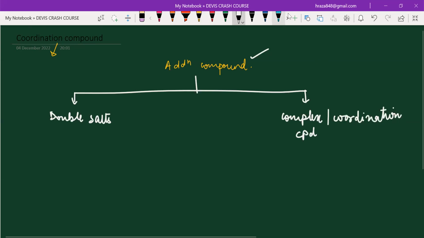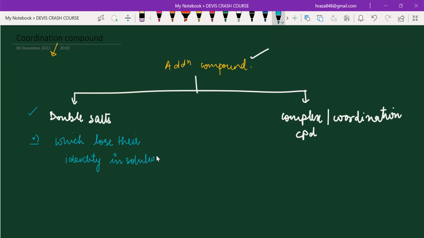Now what is the difference between these two? It's very simple. As you can see, a double salt is one that, if you dissolve it in a solvent, will be completely dissociated into its ions, which lose their identity in solution.